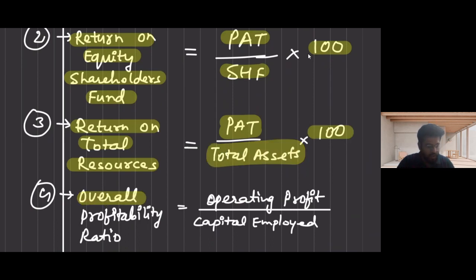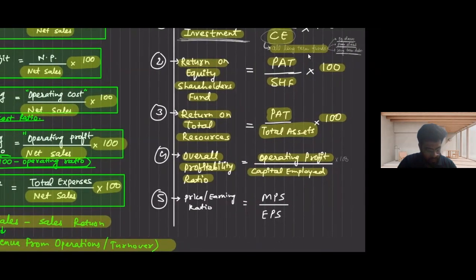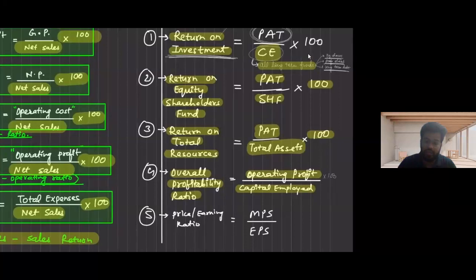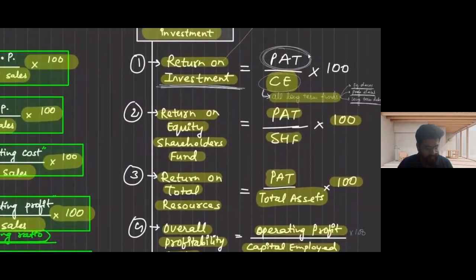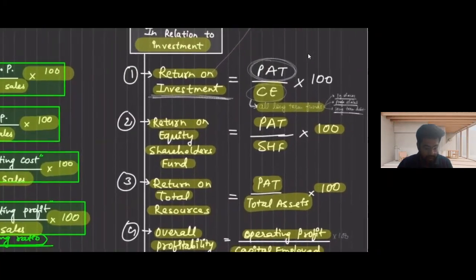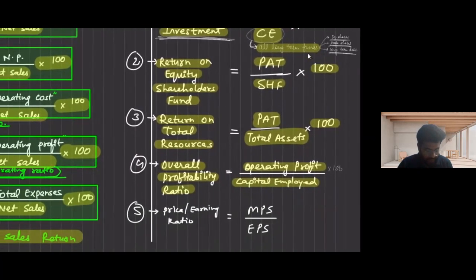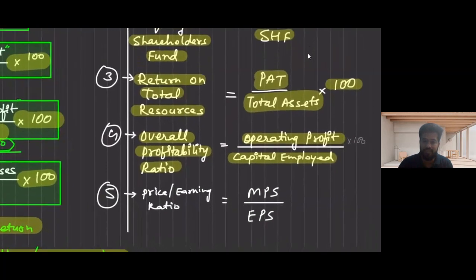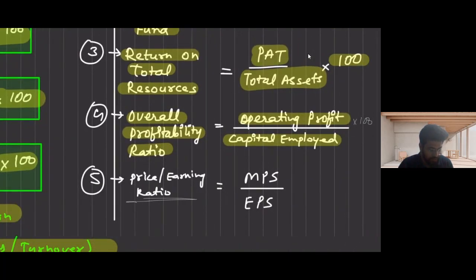And if I talk about the overall profitability ratio, that is overall how much I am earning, that would be operating profit divided by the capital employed, and if you multiply it by 100 you will get the answer in percentage. So that was about your returns related to investment. There is lastly the price earning ratio, that is the market price per share of the company as well as the earning per share of the company, that is called the PE ratio. When we invest in the stock market, this PE ratio is of very much importance.